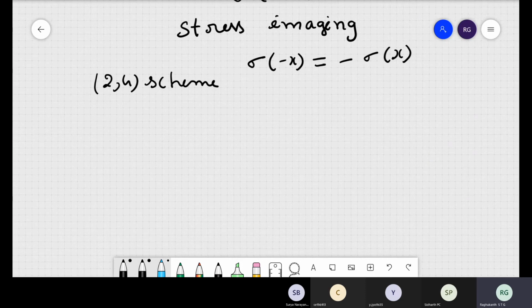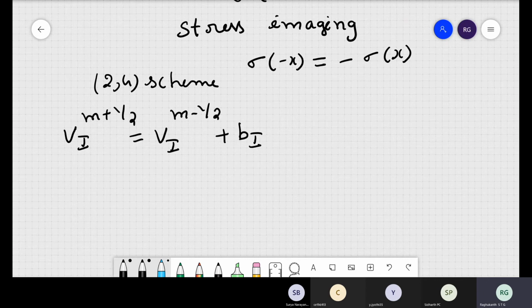Okay. So the equations are there. So V_{i+1/2}^m, so this is V_i^{m-1/2} plus B_i Δ/h. Okay, so 9/8. So the 2,4 scheme.